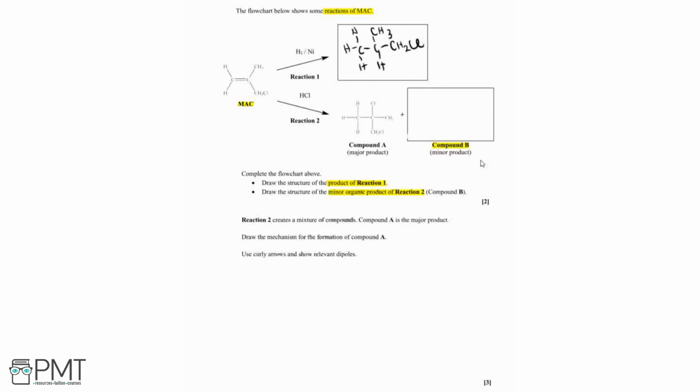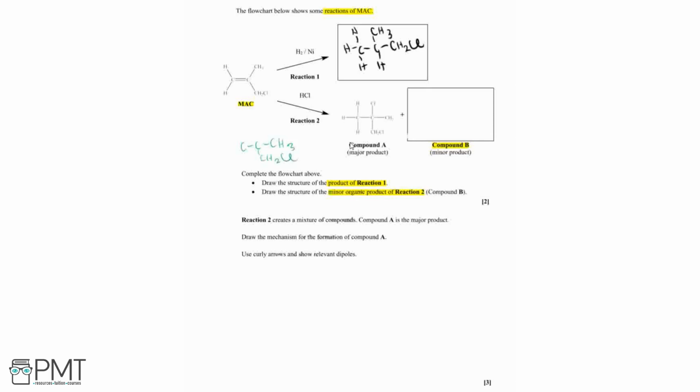So now the structure of the minor organic product of reaction 2. So these reactions are electrophilic addition reactions, and we've got the reaction with HCl over here overall. And this is going to, again, add on across this double bond. So we can see that with the major product, we've added on our chlorine to this carbon here and our hydrogen to this carbon here. And the reason why this is the major product is because it would have gone via the most stable intermediate. So the intermediate would have been via the most stable carbocation, which would have looked like this overall.